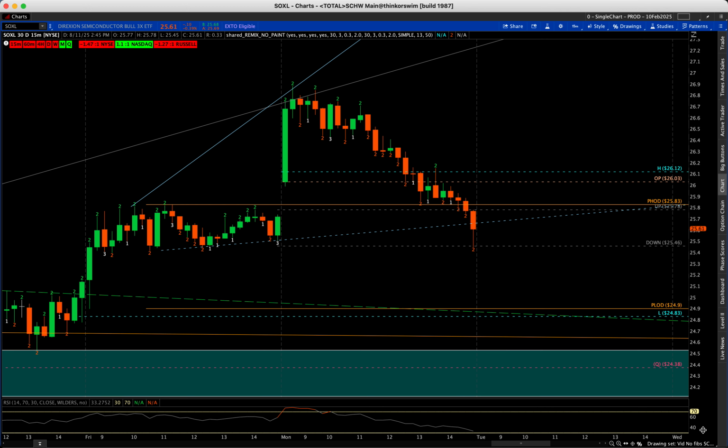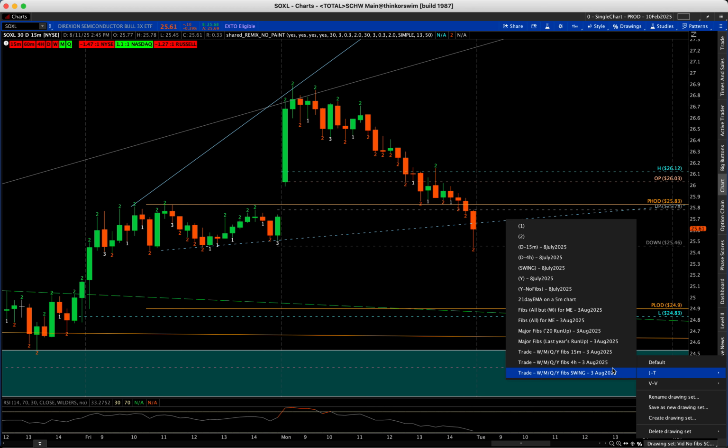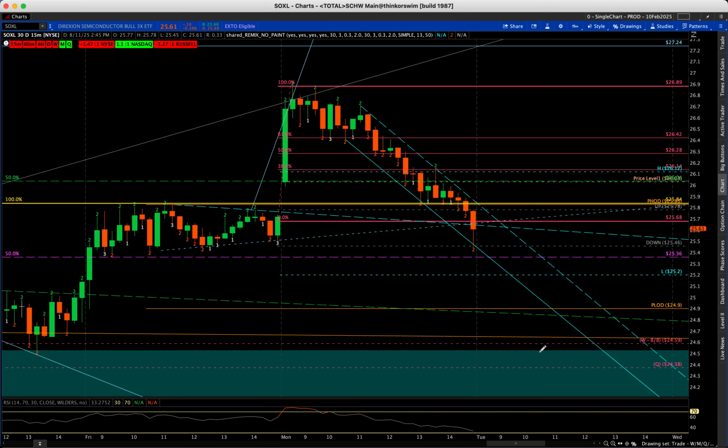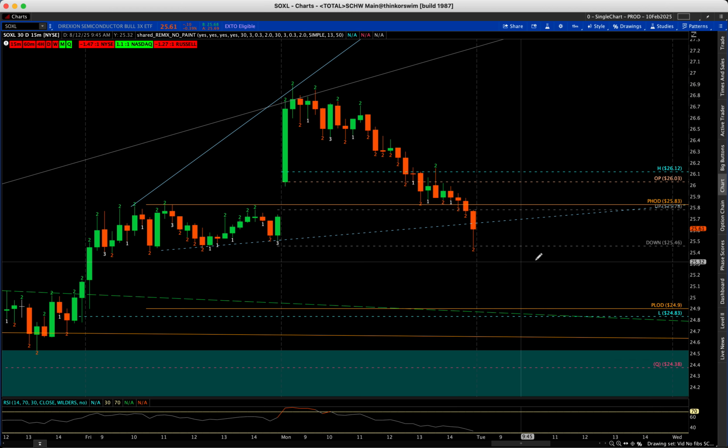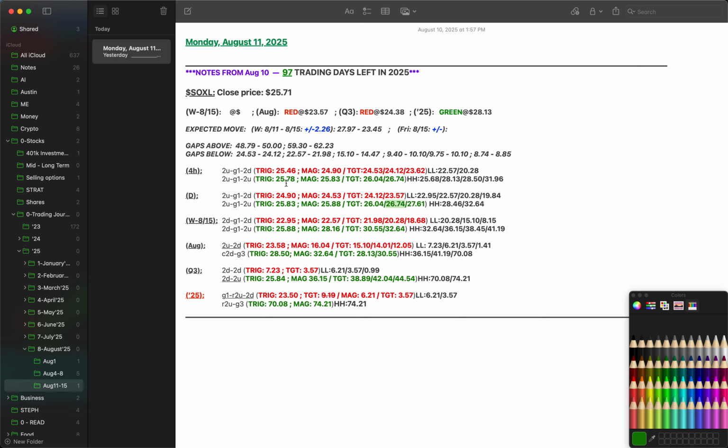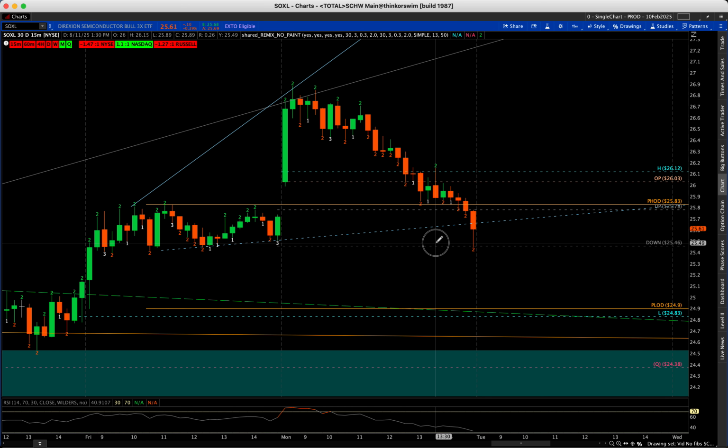What was the? I think we must have been looking at another chart. Let me bring this up real quick. No, it was just this 4 hour trigger to the downside, right? So the initial, if you look back at our notes, the 4 hour trigger to the downside was 25.46. So that was still out here.